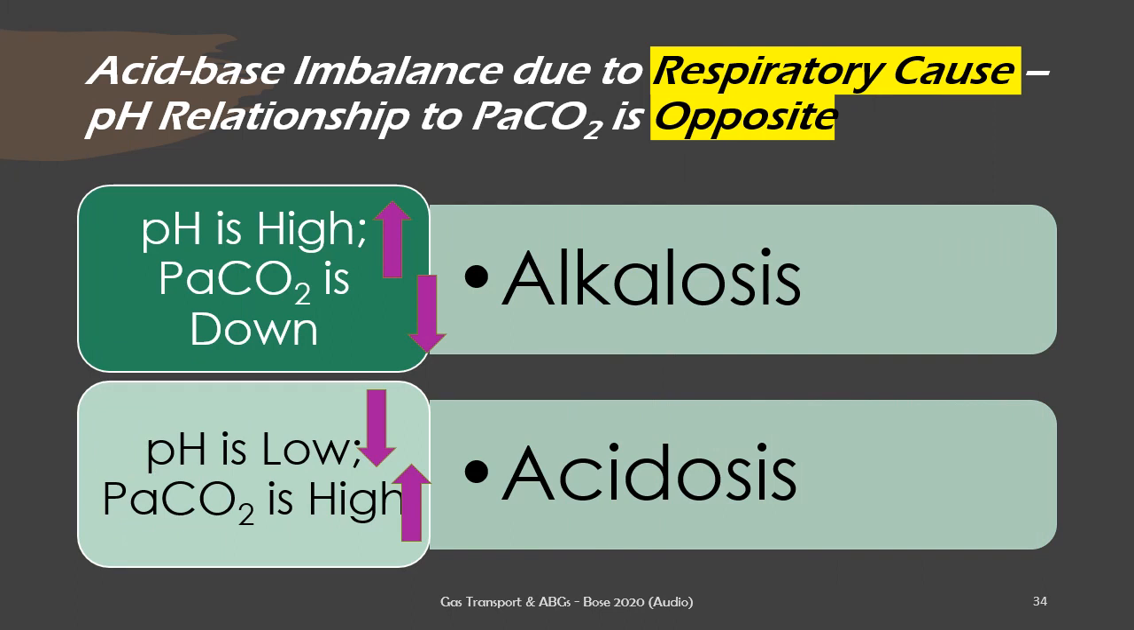When we compare the pH with carbon dioxide, we look for if the relationship is opposite. If the relationship is opposite, any pH abnormality is due to respiratory cause. This is because if a pH is high and the PaCO2 is low, then the patient is alkalemic due to respiratory causes. This is typically seen in patients who are breathing too much and too fast, as you can see in people with anxiety. Opposite scenario is when the pH is low and the PaCO2 is high.